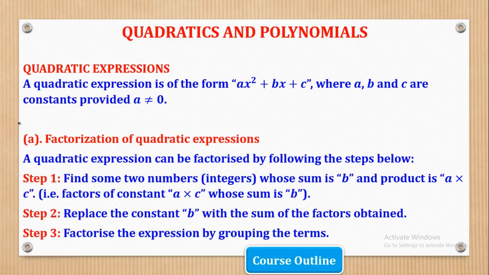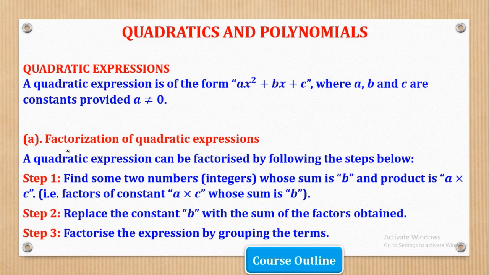We shall start with what you covered in O level. So let's start with the quadratic expression. A quadratic expression is of the form ax squared plus bx plus c, where a, b, and c are constants, provided a is not equal to 0. So b can be 0 or c can be 0, but a can never be 0, because if it is 0, it ceases to be a quadratic.